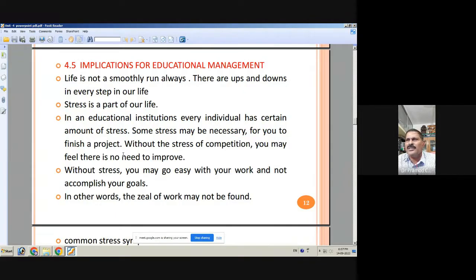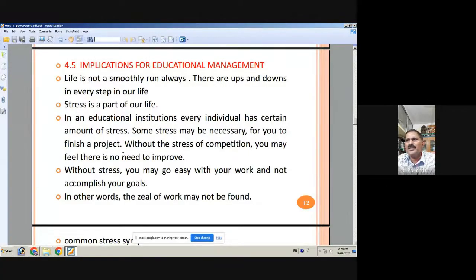In any educational institution, every individual has a certain amount of stress, and some stress may be necessary because if you do not get the stress, you cannot finish the project. Suppose you are getting stress from attending the classes because you are here to listen, so definitely you are taking the stress. I am also taking the stress that I will have to teach you for 2 hours, because I will have to prepare and talk with you for a long period. Stress is life and it is part of life.